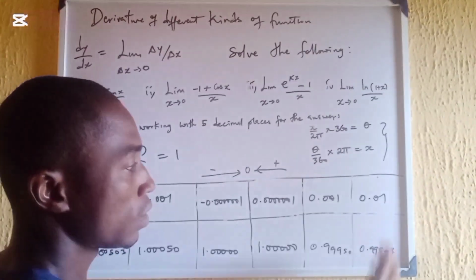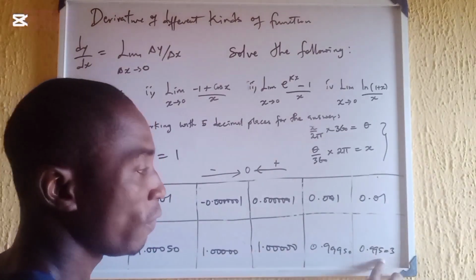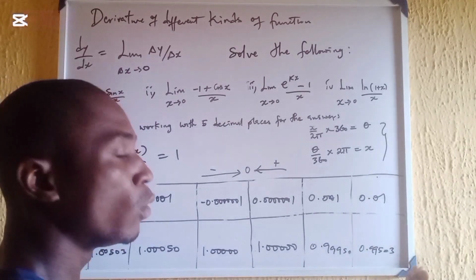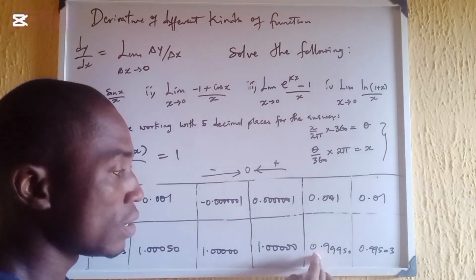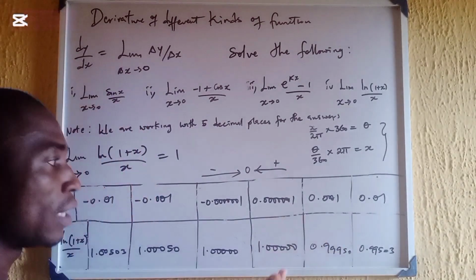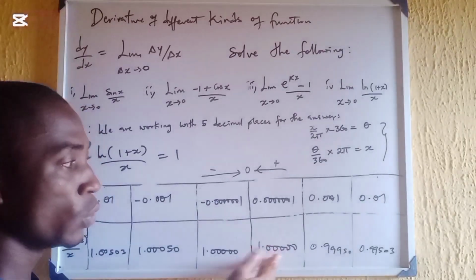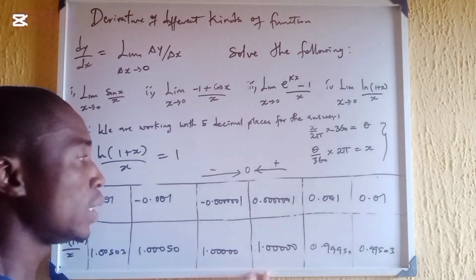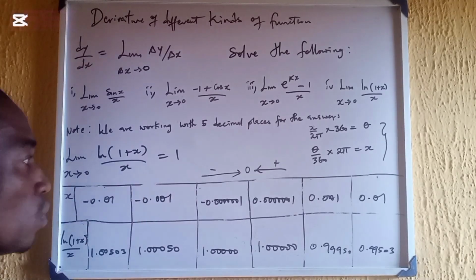Then coming from the right, the first value we have is 0.01. We're having 0.99503. Assuming we want to do approximation, we would have gotten 1. But we want to be sure, so we take the next value closer to 0. We got 0.99950. This is very close to 1. Then we take another value very close to 0 and we realize that we got what? 1. So you can see that the right side limit is 1. The left side limit is 1. So in that case, the limit of ln(1 plus x) over x is equal to 1.